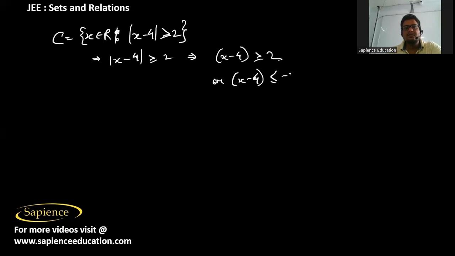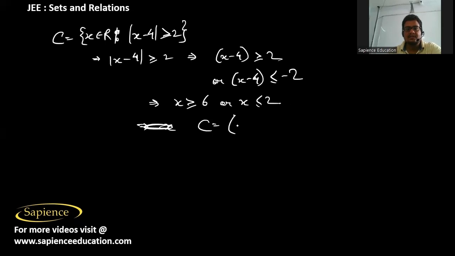So from here we can say |x - 4| is more than or equal to 2. It means x - 4 is more than or equal to 2, or x - 4 is less than or equal to -2. So therefore here we'll get x is more than or equal to 6, or x is less than or equal to 2. So therefore the set C is minus infinity to 2 union 6 to infinity.